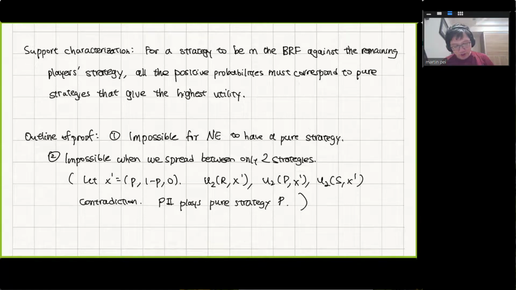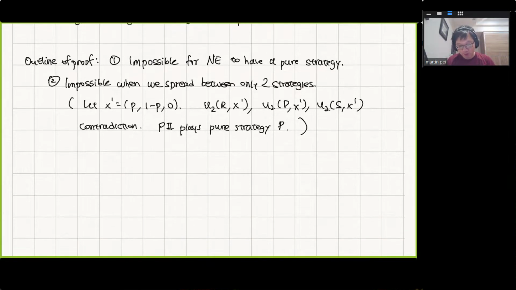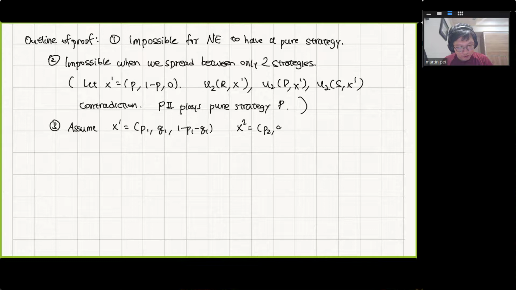All right. So that is the second step in the proof, that there is only one possible Nash equilibrium. So the third step is to say that we had to assume that all three are used. So x1 is something like P1, Q1, 1 minus P1 minus Q1, and x2 is equal to, let's say, P2, Q2, 1 minus P2 minus Q2.